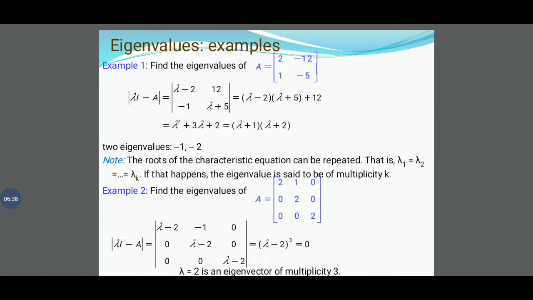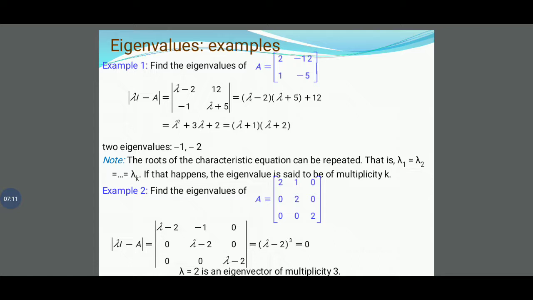That is our new matrix. The determinant of lambda I minus A is lambda minus 2, 12, minus 1, lambda plus 5. We know how to solve the 2 by 2 determinant. After cross multiplying, we get the polynomial lambda square plus 3 lambda plus 2, that is, the 2 eigenvalues will be minus 1 and minus 2. The roots of the characteristic equation are the two different eigenvalues.